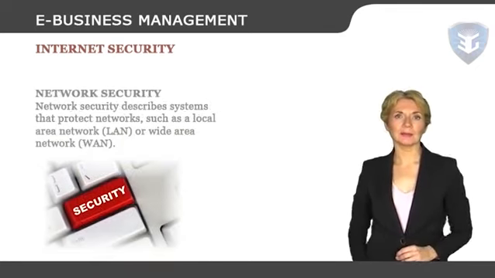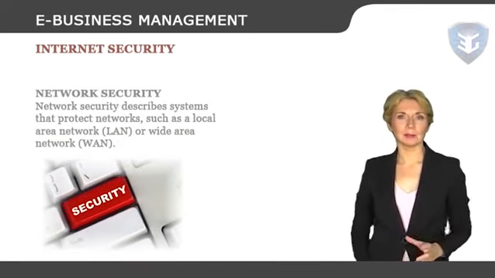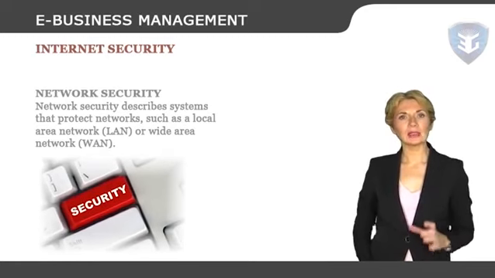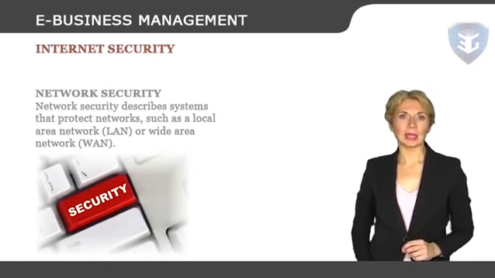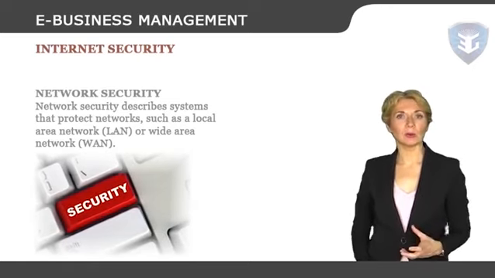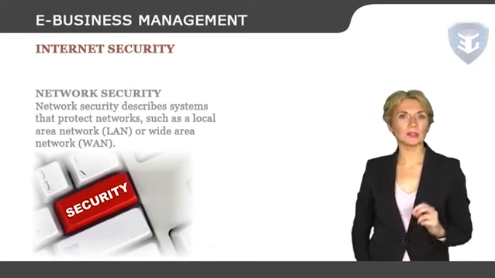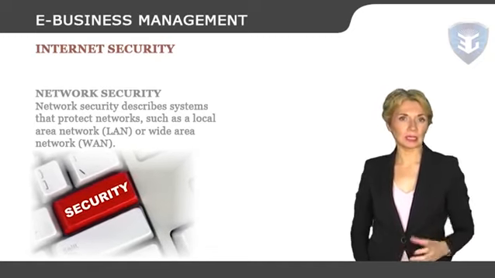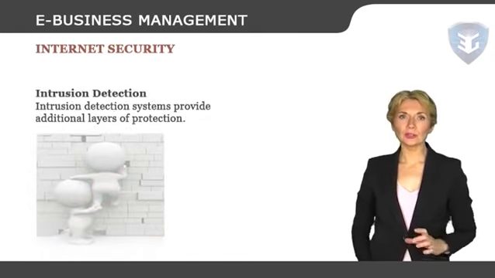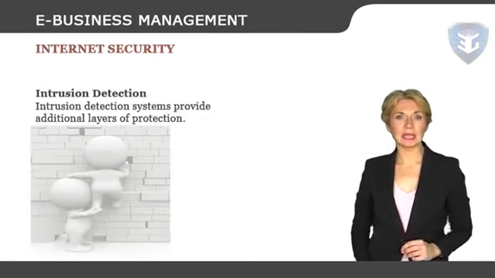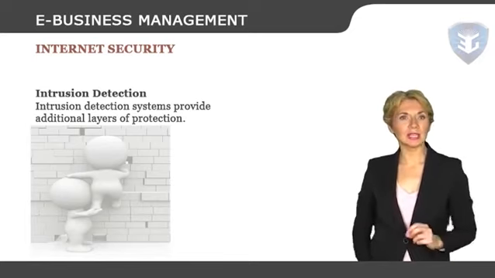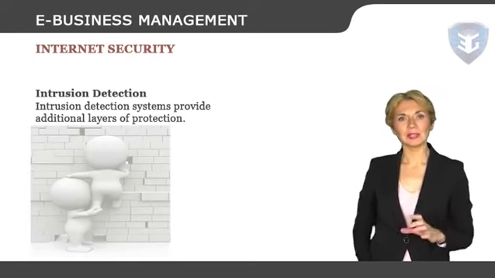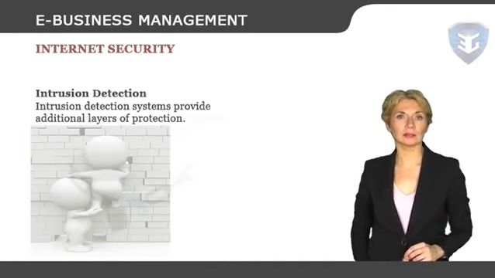Network security. Network security describes systems that protect networks, such as a local area network, or LAN, or wide area network, WAN. Firewalls protect your network by permitting only specified traffic to enter it from the outside, from the internet, for example. Intrusion detection. Intrusion detection systems provide additional layers of protection, like motion detection systems for homes. They are designed to protect your resources after someone has breached the door or window locks.